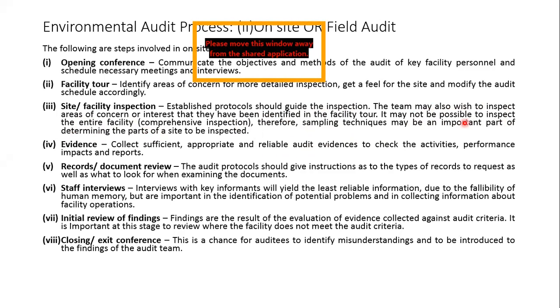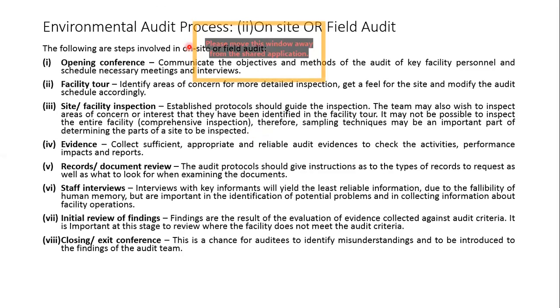Therefore, the sampling technique may be an important part of determining the part of the site to be inspected. That is also decided by this team, because if you ask the client, they will just show you the best part. So it is always good that you should see all the parts. You should see the best, the worst, and the medium parts also, to get a better idea of the whole company's operations.